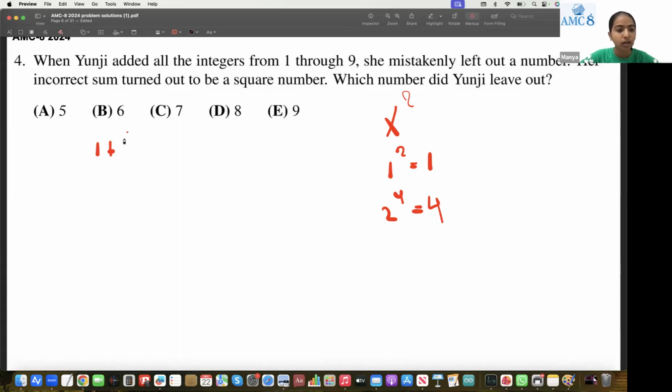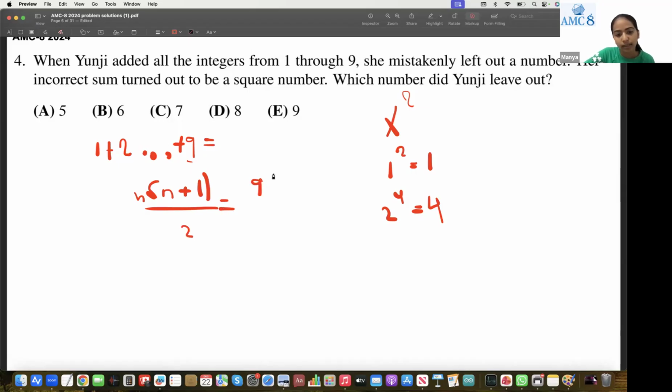So when she added the integers from 1 to 9, first of all, let's add the integers from 1 to 9. So 1 plus 2 plus 3 plus 4 plus 5 plus 6 plus 7 plus 8 plus 9 is equal to n times n plus 1, divided by 2. That's just a formula which we can use to add these numbers up. So by this, I mean that we should do the largest value, which is 9 in this case. 9 times 9 plus 1, which is 9 times 10, divided by 2, which is the same thing as 90 divided by 2, which is equal to 45.